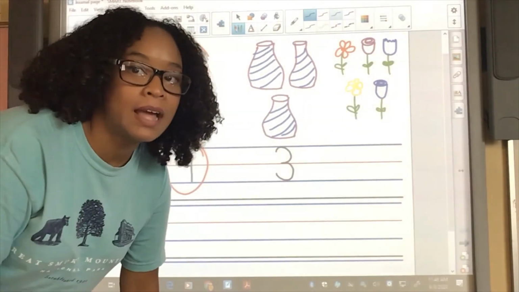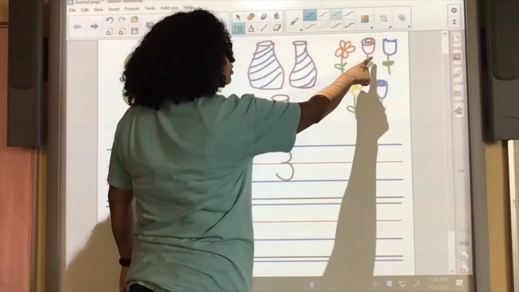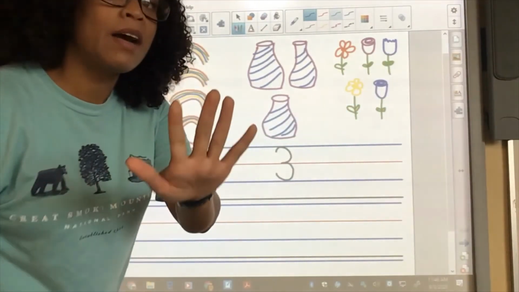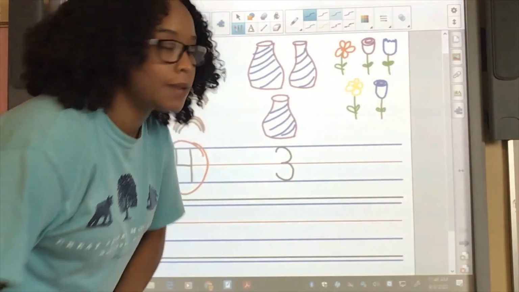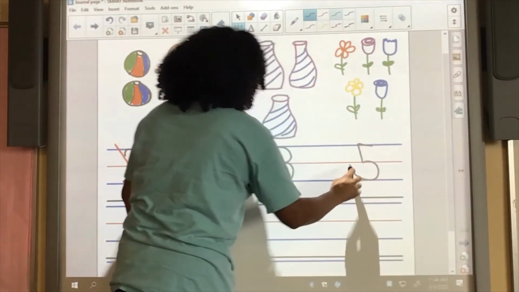Now let's count our flowers and write our number for our flowers. Here we go. 1, 2, 3, 4, 5. 5 flowers. So what number do we need to write? 5. Over, down, and around.